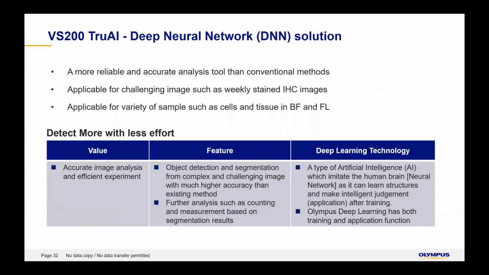Ultimately, true AI is more accurate and reliable than traditional methods of counting. It works well on bright field images as well as fluorescence. It's a highly flexible option that opens up doors for image analysis that were previously very challenging.